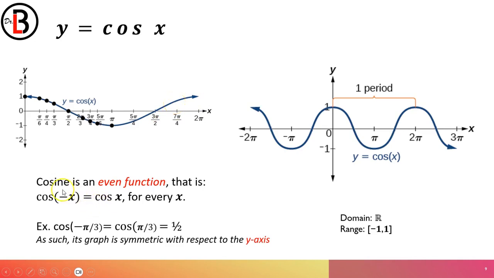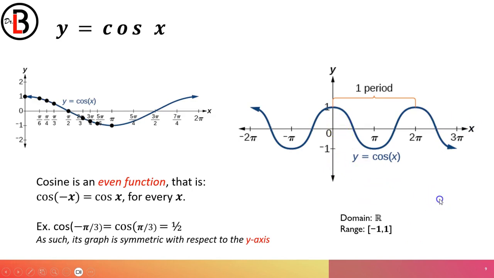Okay, so one of the properties of cosine is that cosine is an even function. That is, the cosine of a negative angle is the cosine of the positive angle as well. For example, cosine of negative pi over 3 would be the same as cosine of pi over 3, which is equal to 1 half. For this, the graph is symmetric with respect to the y-axis. And you can also see in here that the period for cosine is from 0 up to 2 pi. The domain, similar to sine, is all real numbers, and the range is from negative 1 to positive 1.